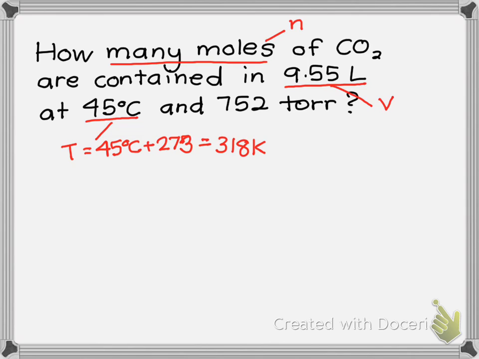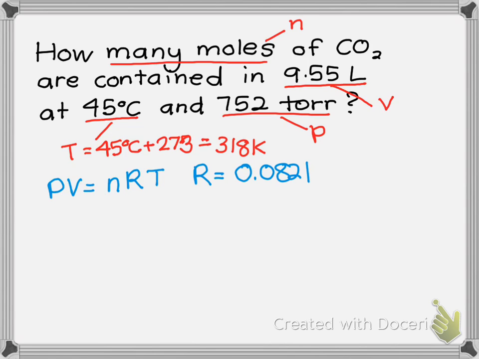And then I also have here the pressure. So when I look here, I say I have pressure, volume, temperature, and the amount. So this is a perfect reason to use the ideal gas law. So I say PV equals nRT. Now remember, something I need to check is my R is 0.0821, and it has liters, atmospheres, moles, Kelvin. And remember, I told you those units are going to be important.